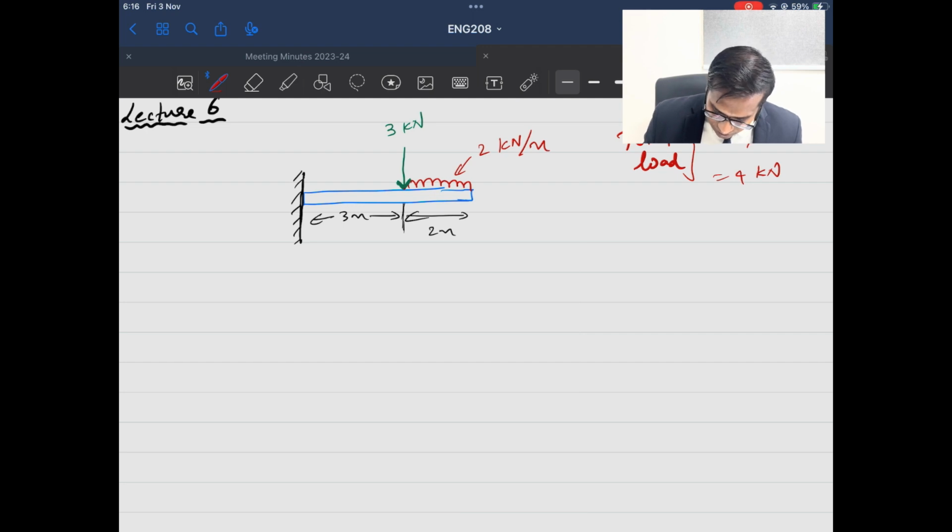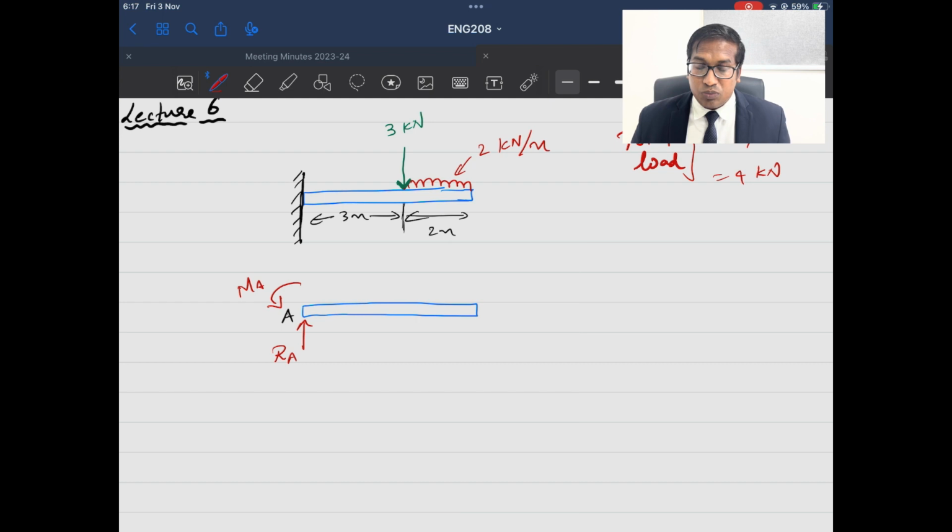If I draw the free body diagram, it will be like this. I'll be drawing the beam and reactions. I will have a vertical reaction RA and a moment. So at this point A, please understand, there will be two reactions, I mean two modes. One is reaction force, the other is reaction moment. Now we have to find these reactions, that is the aim of the problem.